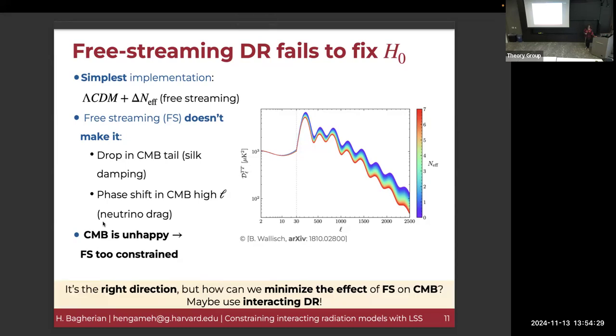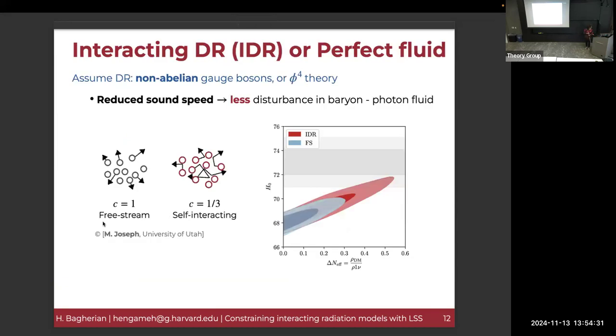So what we can do to make this better, we can come up with some sort of interacting dark radiation. As opposed to the free streaming dark radiation, this dark radiation is interacting with itself. So you can think of a non-abelian gauge boson or just a phi-four theory.